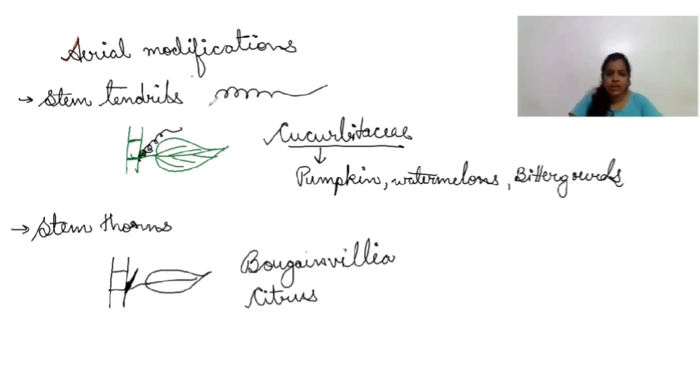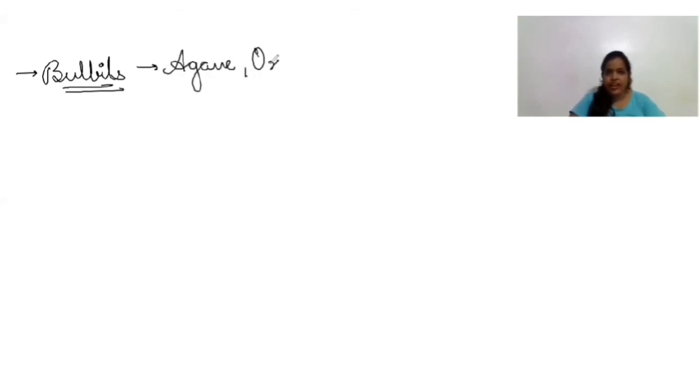Then we have the next type of modification, that is bulbils. The bulbils are actually modifications of axillary bud again, which are used for vegetative propagation. To grow the plants without actual reproduction, new plants are formed. Two examples are there. One is agave, and another one is oxalis. We study this specific modification in the 12th class, in the reproduction chapter, during vegetative propagation.